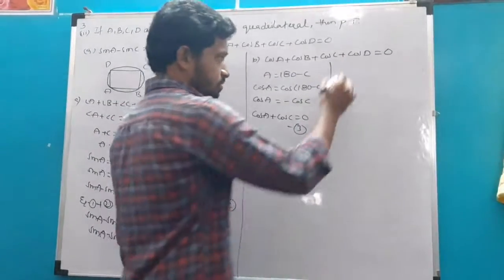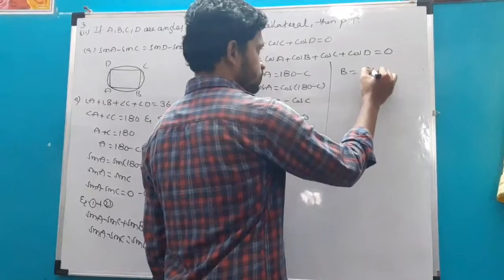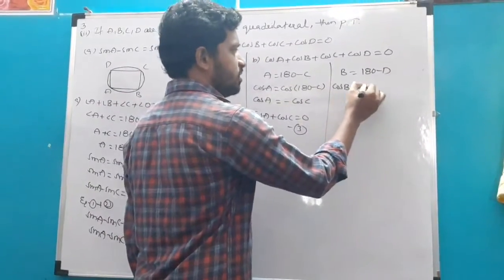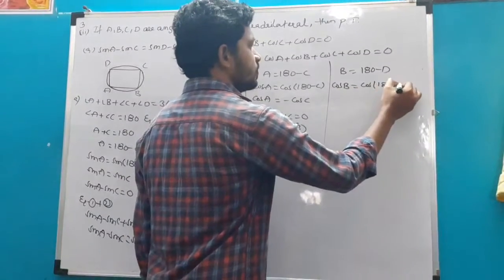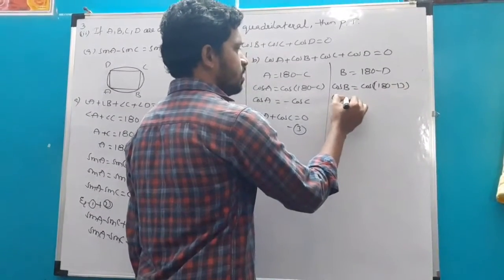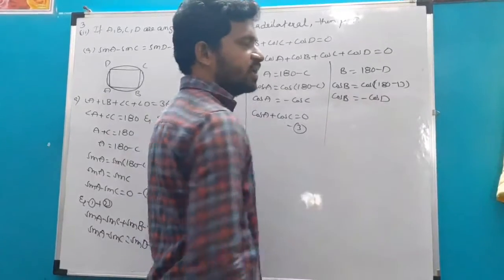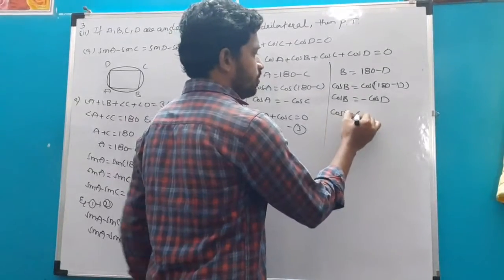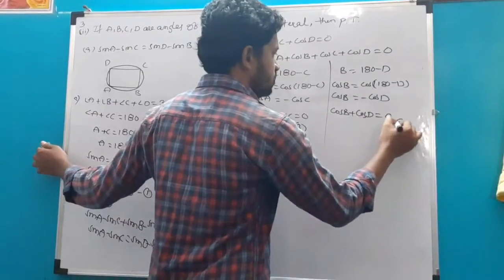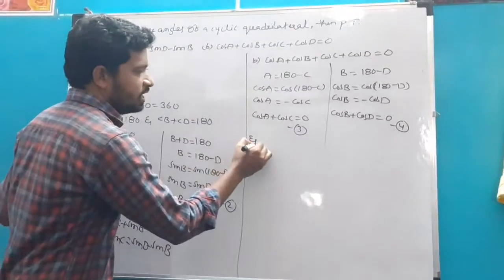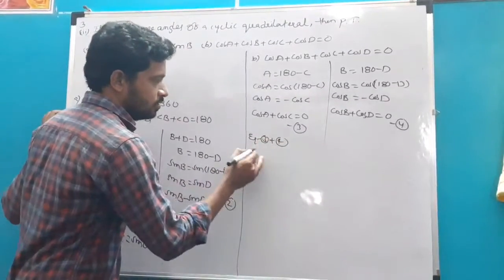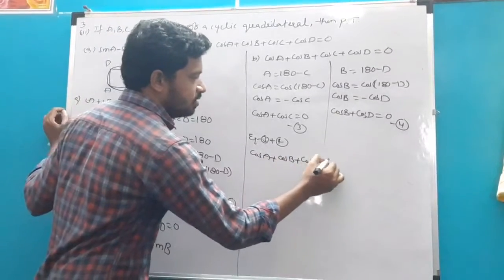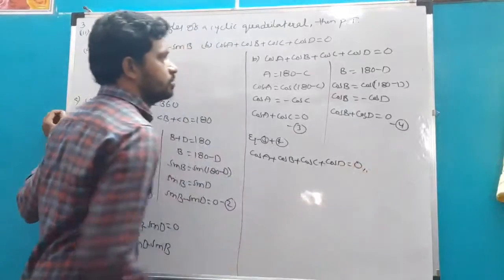So similarly find out B equal to 180 minus D, apply cos on both sides. Cos B equal to cos of 180 minus D. Cos of 180 minus theta will become minus cos theta. Here cos B plus cos D equal to 0. This is equation 4. So add equation 3 and 4. So cos A plus cos B plus cos C plus cos D equal to 0.